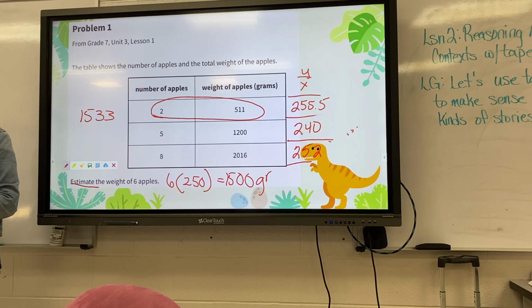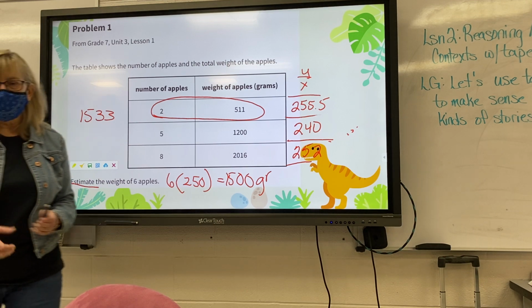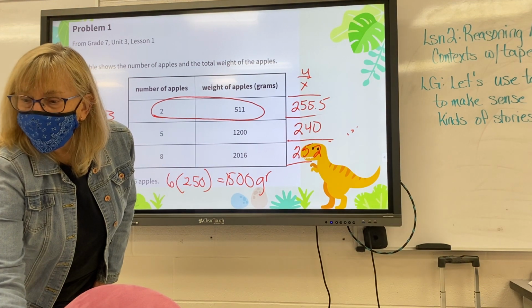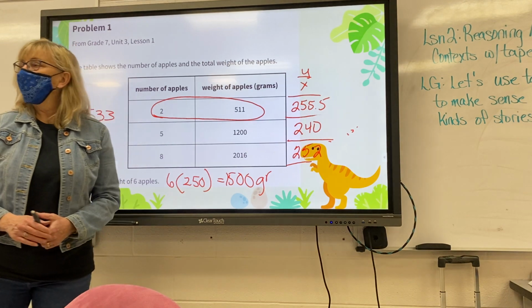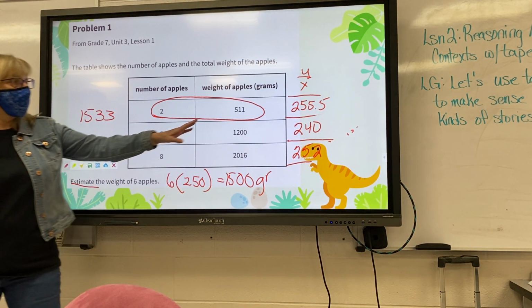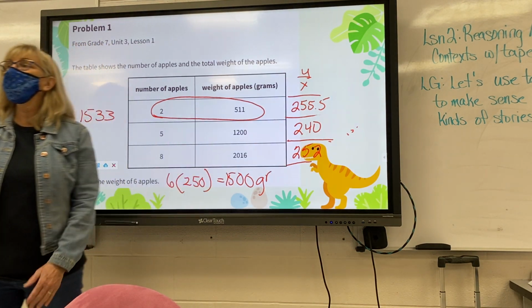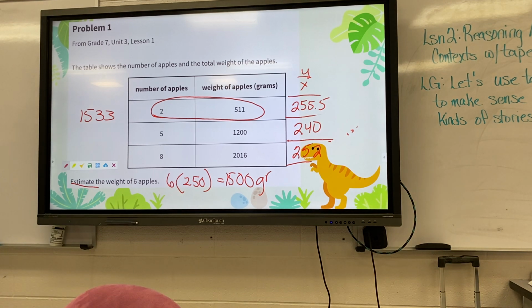Okay? Yes. So there's not a true constant of proportionality, but we can use that information that we found for how much each apple weighed to figure out how much 6 apples would probably weigh. Okay? Questions you have about that? All right, who needs more time? Nobody? All right, I'm gonna erase it.